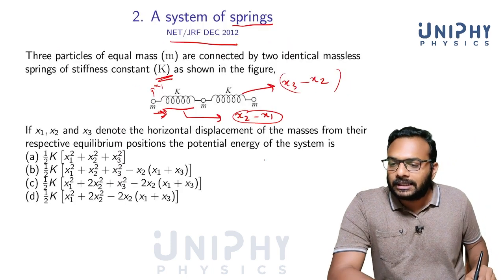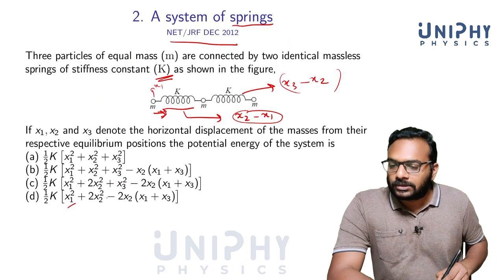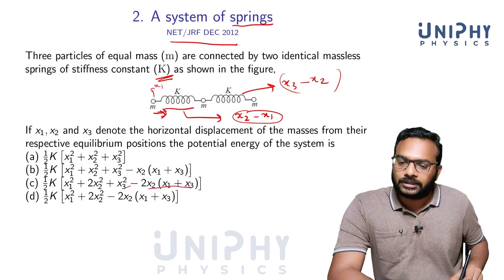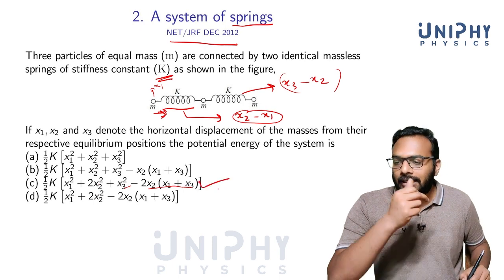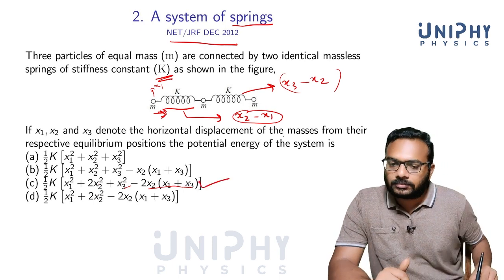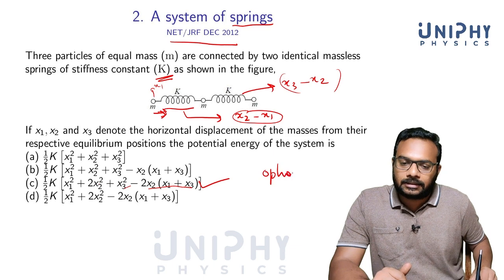Which option is that? x1 square, 2 x2 square, x3 square, minus 2 x2 (x1 plus x3). So, this is the correct answer. Option C.